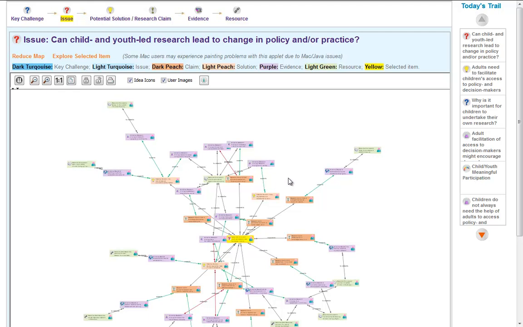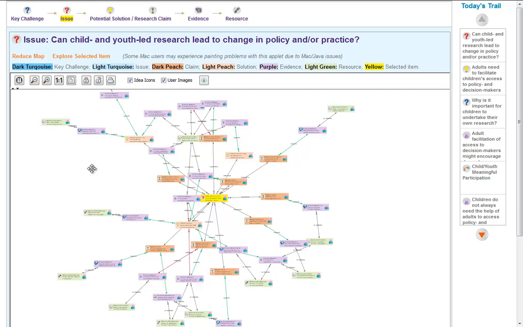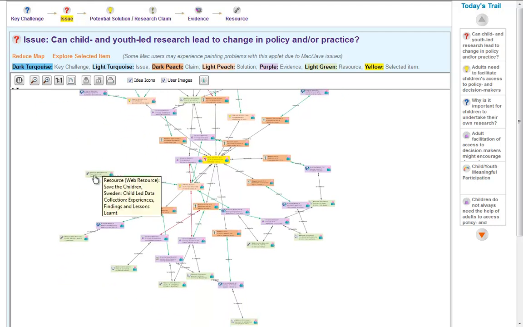broadly we've got purple evidence surrounding claims and solutions in pink around the focal question, and then most pieces of evidence, most purple nodes, have got a resource supporting them as well. So that shows us at a glance that most of the evidence is backed up by some form of resource, a publication or a website of some sort.